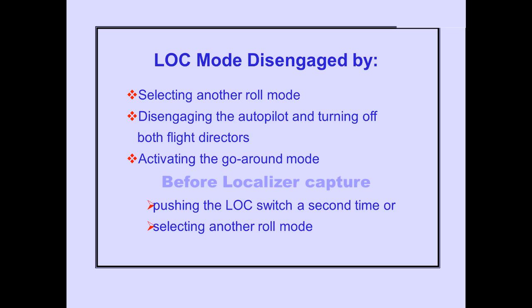The localizer engaged mode may be disengaged by selecting another roll mode, disengaging the autopilot and turning off both flight directors, or engaging the go-around mode. The go-around mode will be discussed later in this part. Before localizer capture, the loc mode may be disengaged by pushing the loc switch a second time or selecting another roll mode.